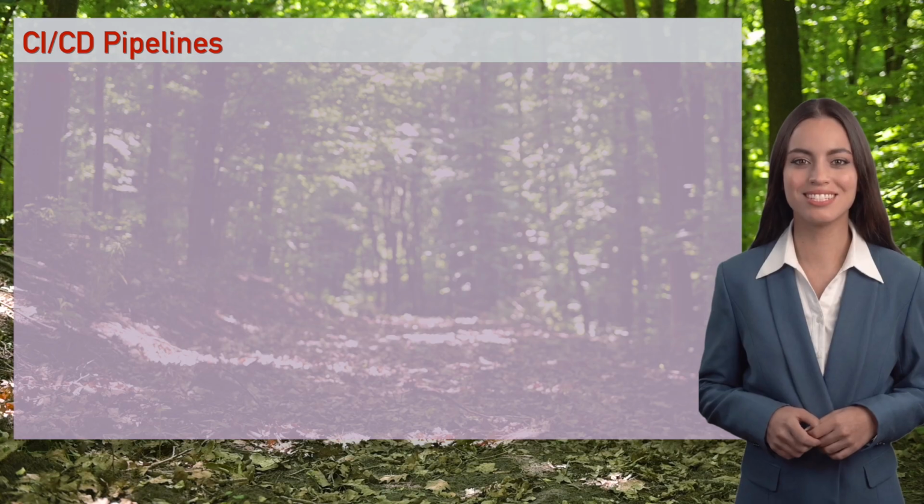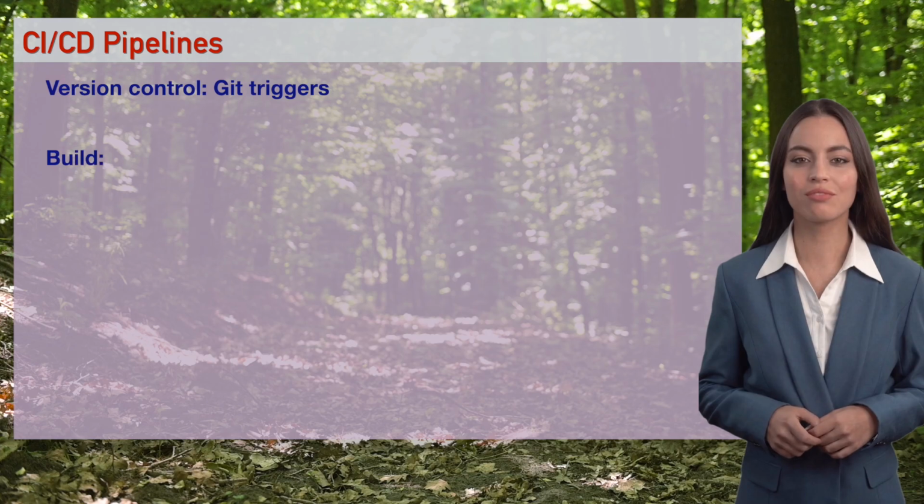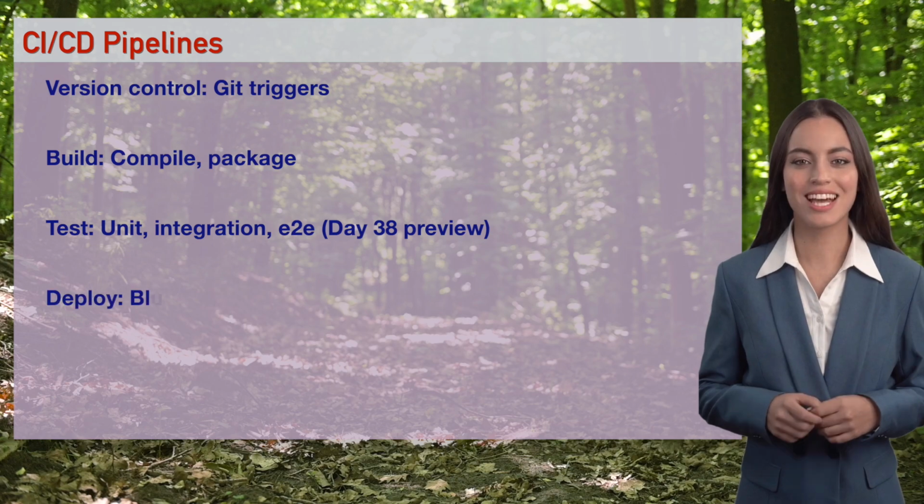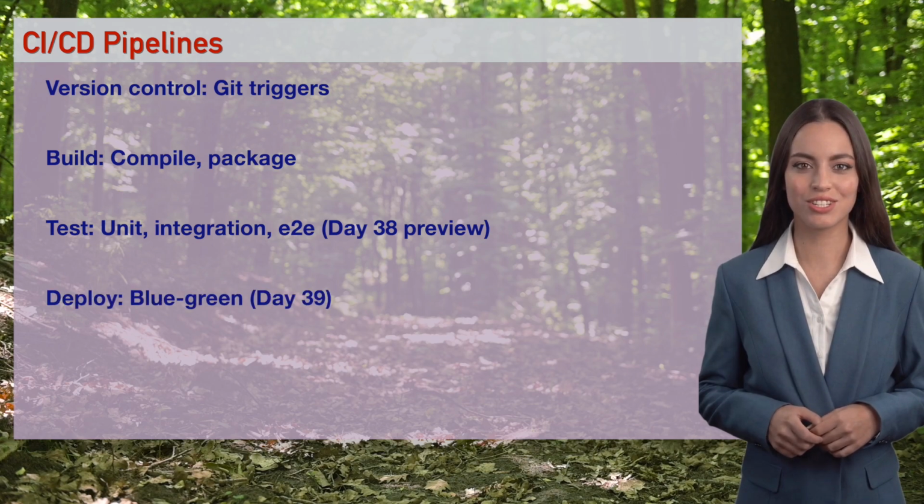CI/CD pipelines in detail. Start with version control like Git, triggering on commits or pulls. Build stage compiles code and packages artifacts. Test includes unit for isolation, integration for interactions, and end-to-end, previewing day 38. Deploy using strategies like blue-green from day 39 for zero downtime.